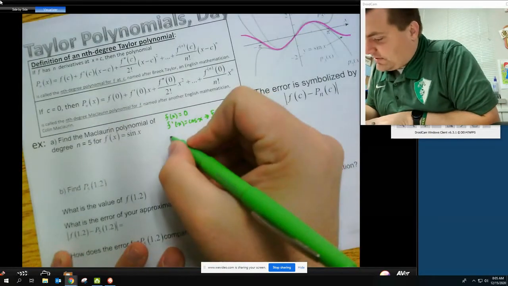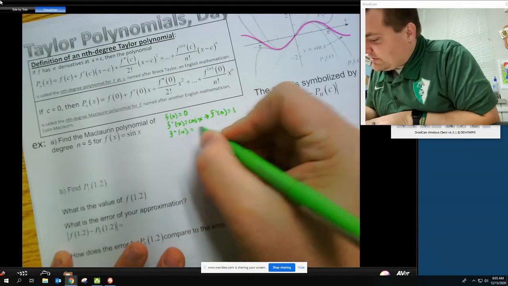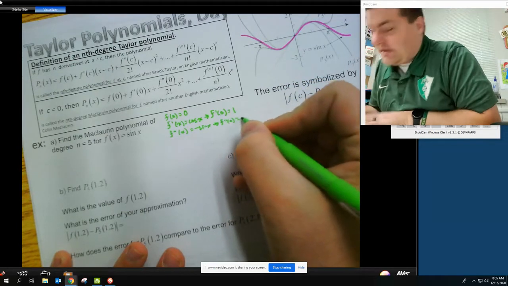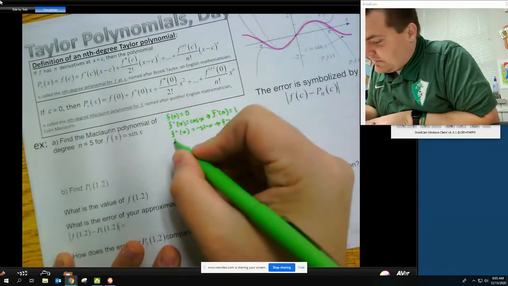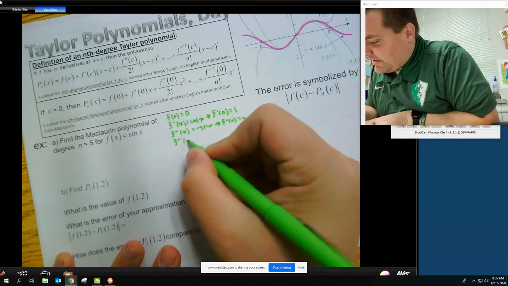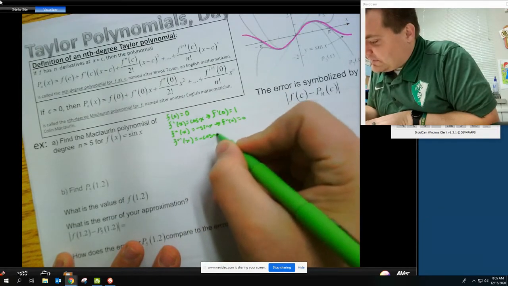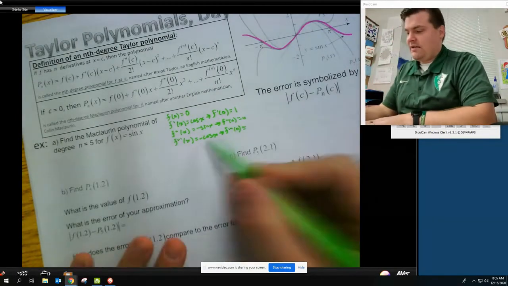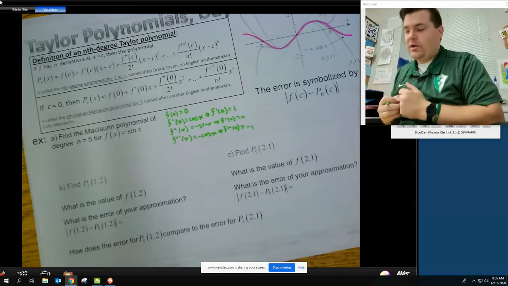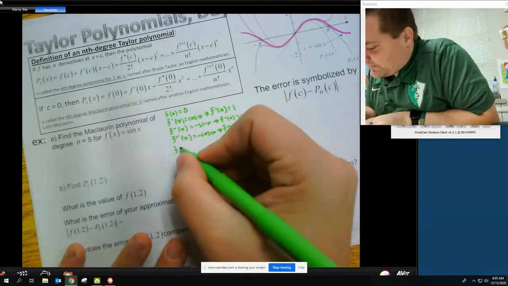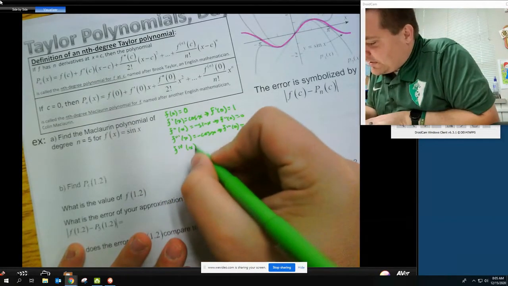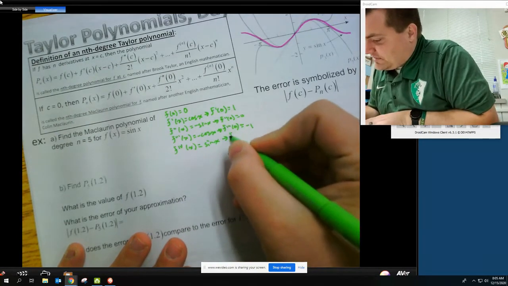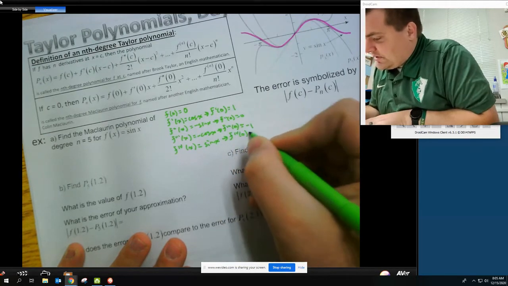Second derivative of x is going to be negative sine x. And if you plug in a 0, you're going to get a 0. Third derivative of x is going to be negative cosine x. So if I plug in a 0, I'm going to get negative 1. I'm going to keep going all the way out to the fifth one here. So the fourth derivative, going Roman numerals now, is going to be sine of x. So we can start repeating ourselves. And this is going to give me 0.